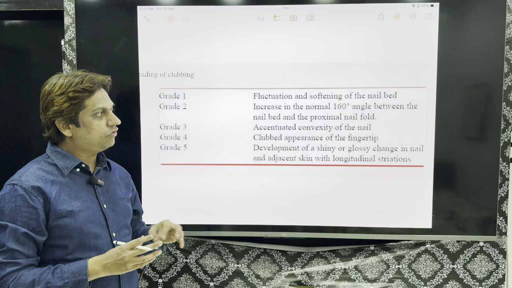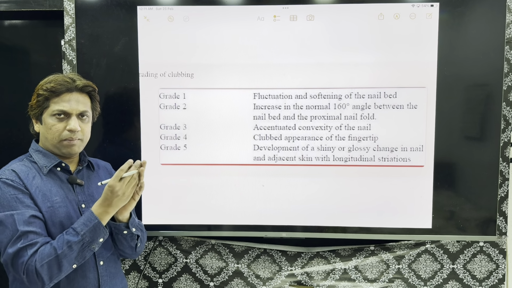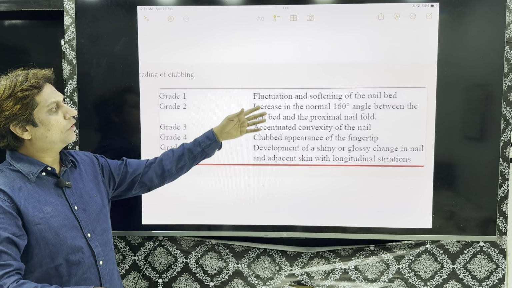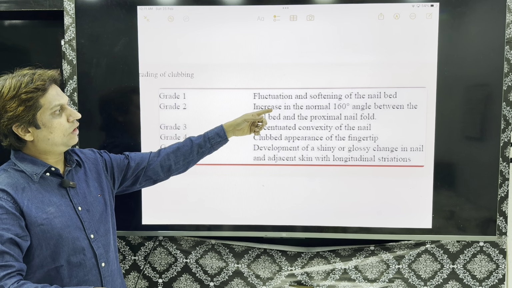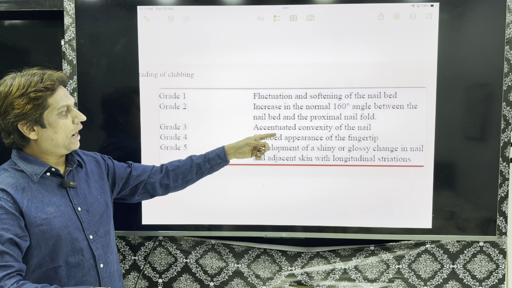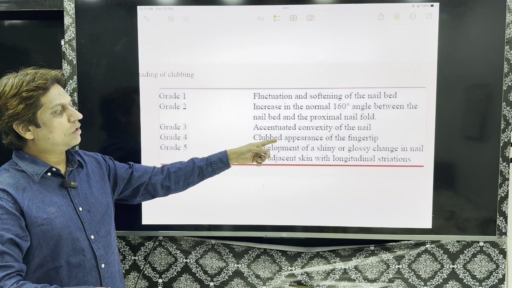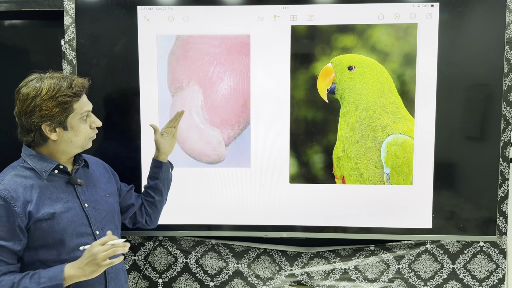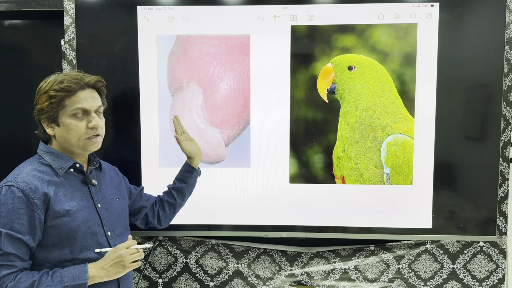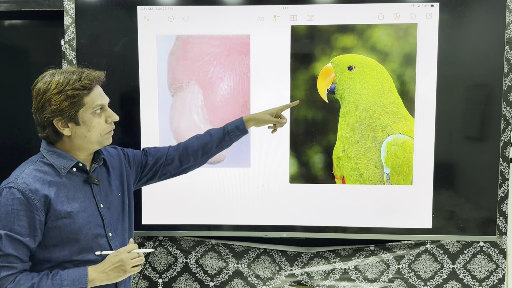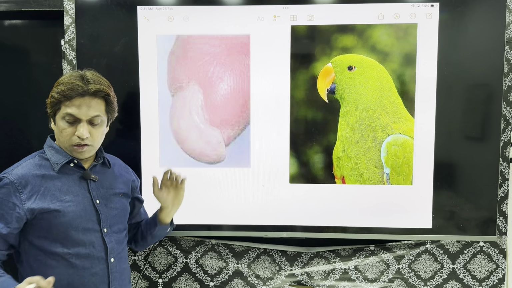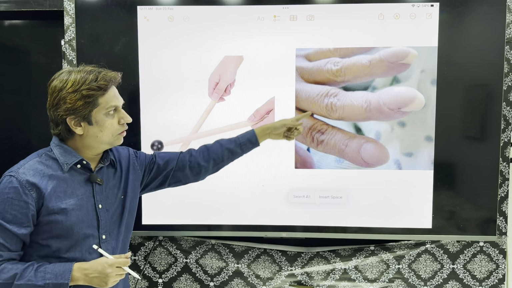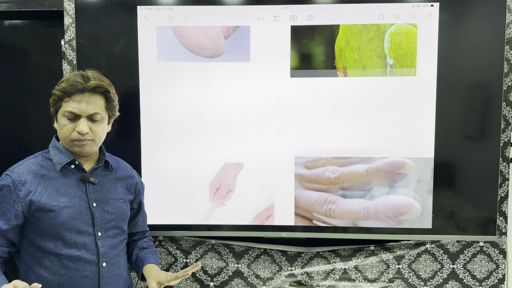Grade 3, accentuated convexity of the nail bed like a parrot's beak appearance. Grade 4, clubbed appearance like a drumstick appearance. Some clinical method books say fluctuation test positive, then normal angle lost, then parrot's beak appearance, or grade 4 is drumstick appearance. So it's like this, parrot's beak appearance, more convexity. Grade 3, many textbooks have said as parrot's beak. Grade 4, drumstick appearance, the fingernails appear similar to the drumstick.